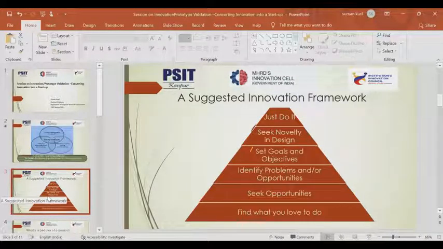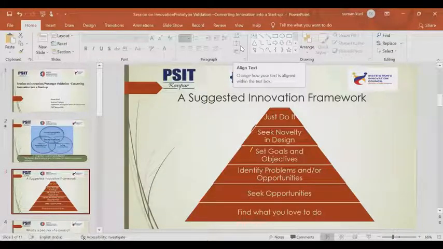What do you mean by that? You do not be afraid to fail. Take risks and move your idea forward. Whatever idea you have, you don't have to be scared to put that idea on the market. Next one is seek novelty in the design. What do you mean by seek novelty in design? You have to see what is new in your product, and involve others in your problem solving. Maybe bring a different perspective or cultural experience into your product.